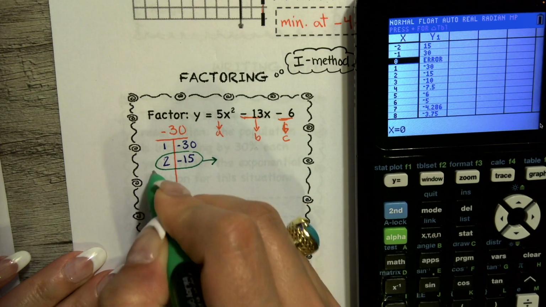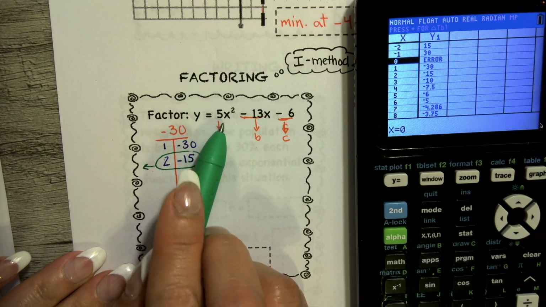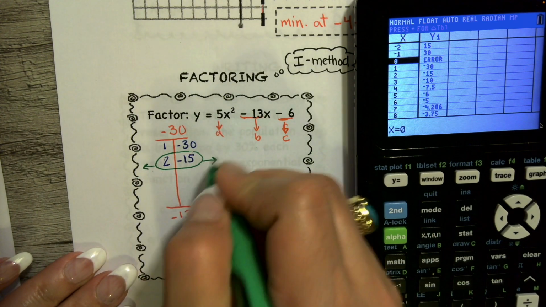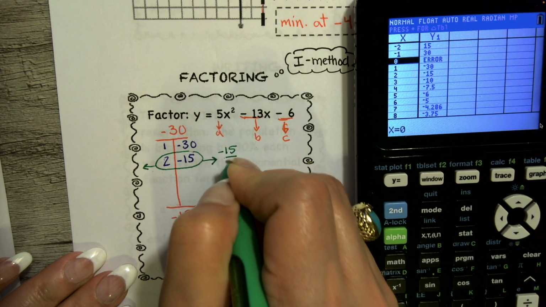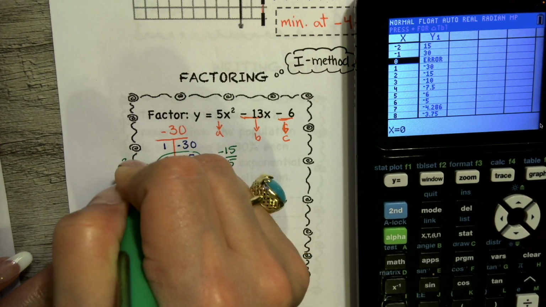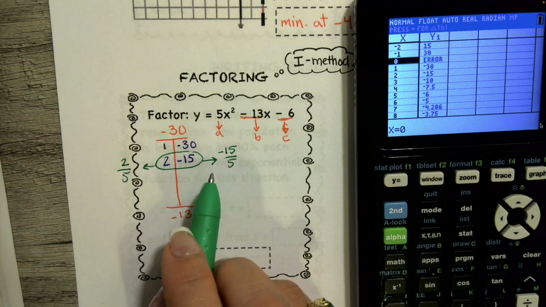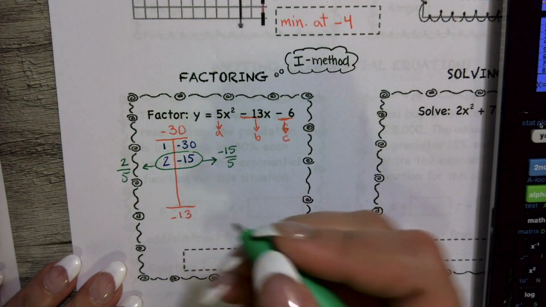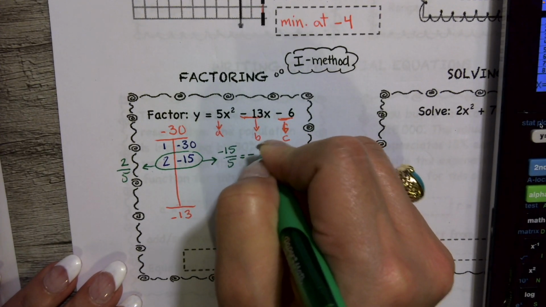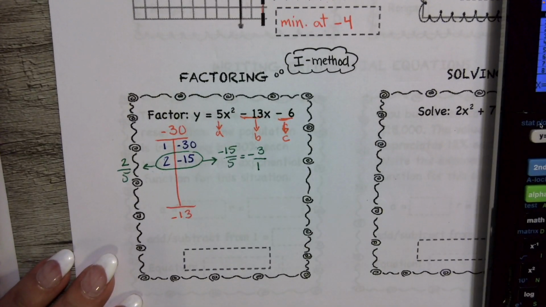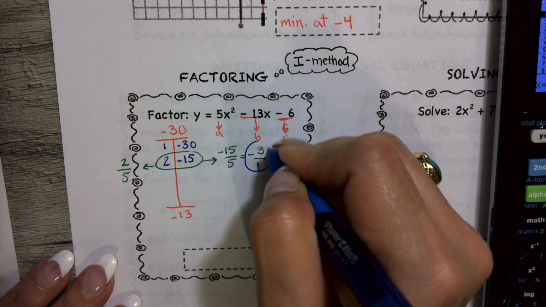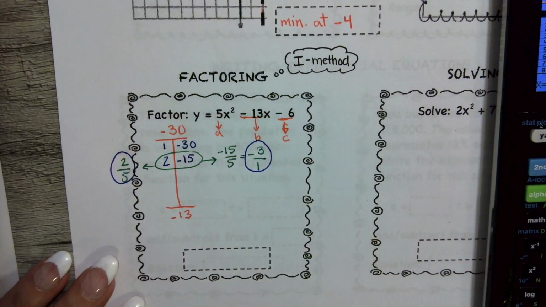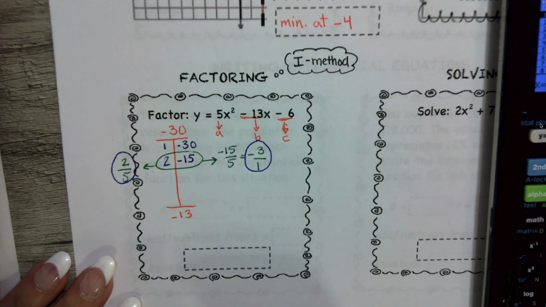Then I'll say these two numbers divided by A. What is my A? 5. So negative 15 divided by 5 and 2 divided by 5. Then I have to see if I can simplify it more. Yes, negative 15 over 5 is negative 3 over 1. I found both of my fractions. I always leave it as a fraction, okay, because I need it.